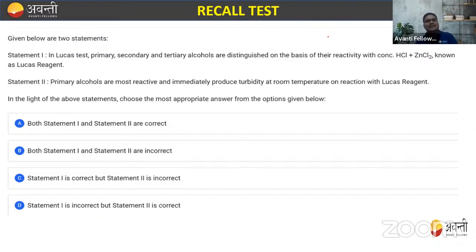Out of primary, secondary, and tertiary, which reacts faster and in which does turbidity appear immediately? In some, turbidity appears after 5 minutes, and in some, turbidity does not appear. So you have to identify whether it is primary, secondary or tertiary. I'm waiting for a reply, guys. फटाफट reply करो जल्दी से. क्या होना चाहिए आंसर? Yes, I got one answer. GNP Bhavnagar states that C, statement 1 is correct but statement 2 is incorrect.